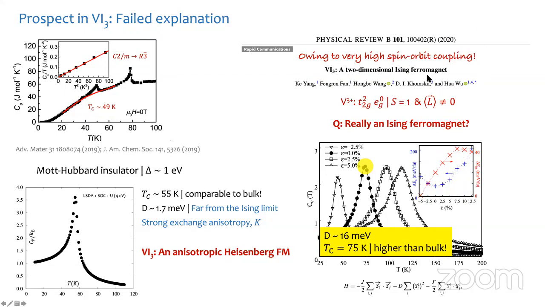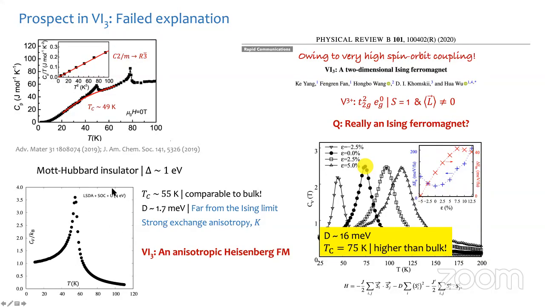And then there is a recent theory which proposes it to be a two-dimensional Ising ferromagnet, and the calculated TC was 75 Kelvin. But I wonder whether this result is correct, because this is a single layer calculation, where the TC is much higher than your bulk TC, which is a little suspicious result. Because you expect your TC to go down rather, or remain the same.